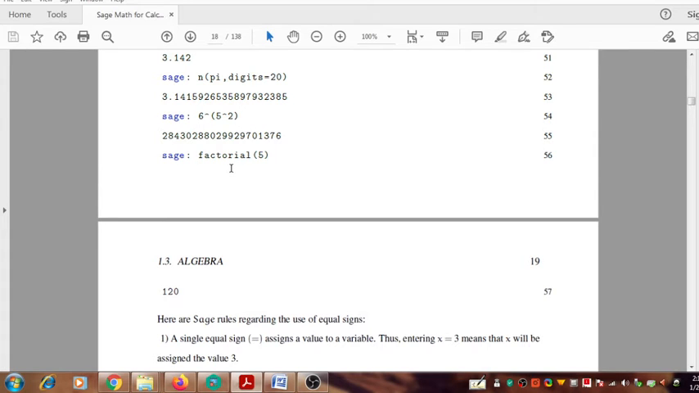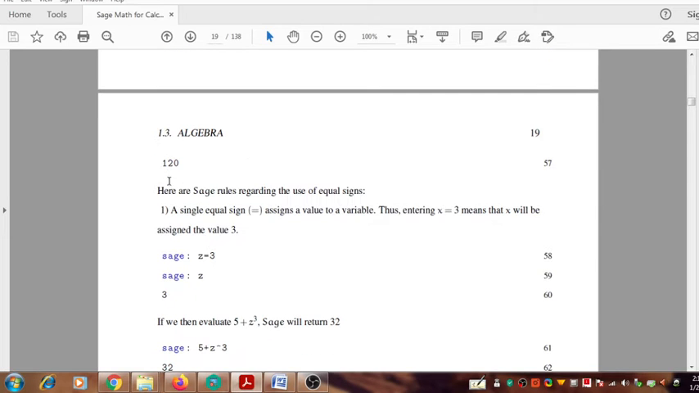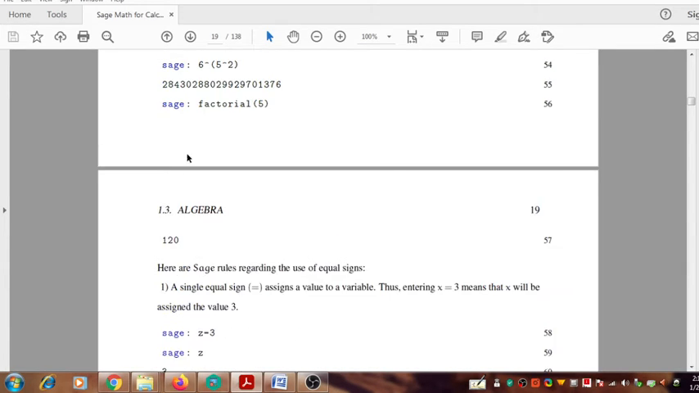Now see the factorial, another one. This is also a standard function, the factorial function, and if 5 is used, factorial of 5 generates the value 120. So if you want to generate the factorial of any number, you can write it in this form: factorial of n, where n is a natural number.